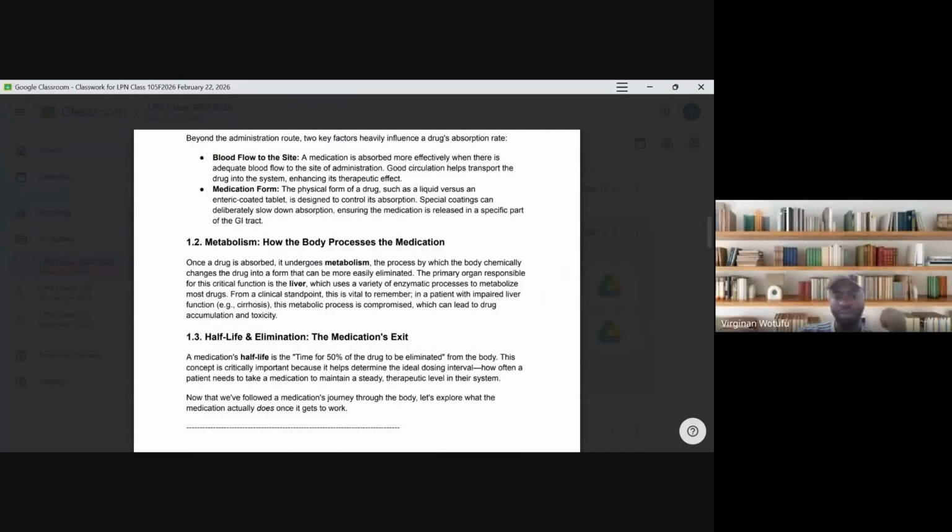Now looking at the half-life, right? We are still talking about the pharmacokinetics. Can someone help us differentiate between pharmacokinetics and pharmacodynamics? The difference between pharmacokinetics and pharmacodynamics. Guys?